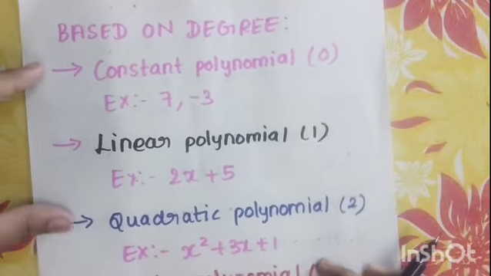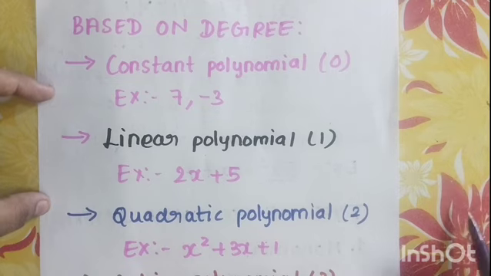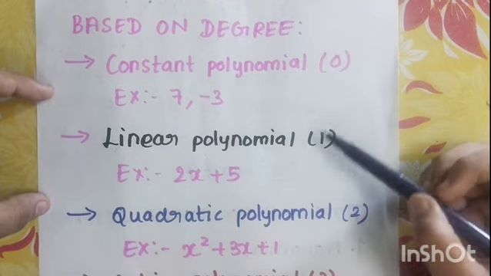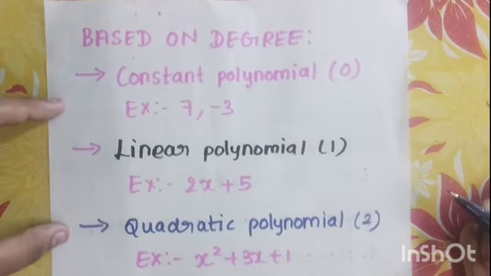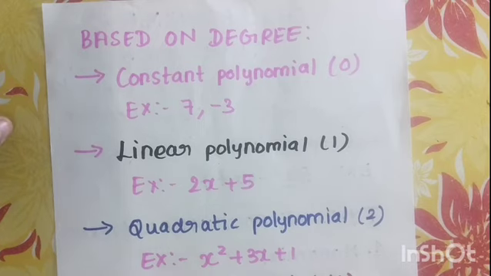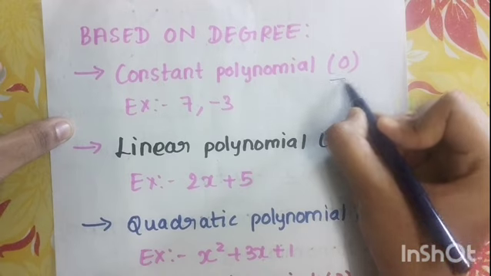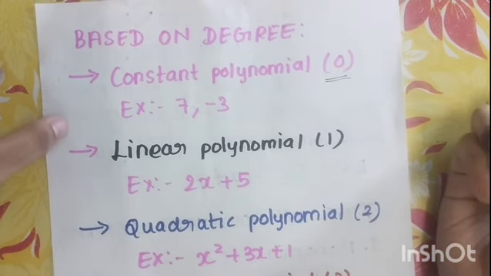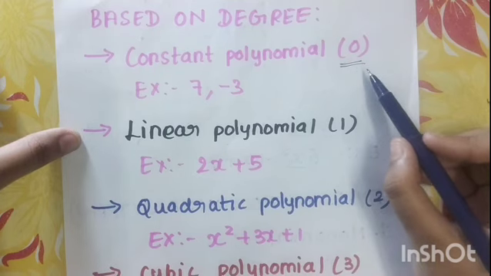Now we will see, based on the degree, we have certain types of polynomial: constant polynomial, linear polynomial, quadratic and cubic polynomial. Based on the degree, we have all these types. For a constant polynomial, the degree is 0.